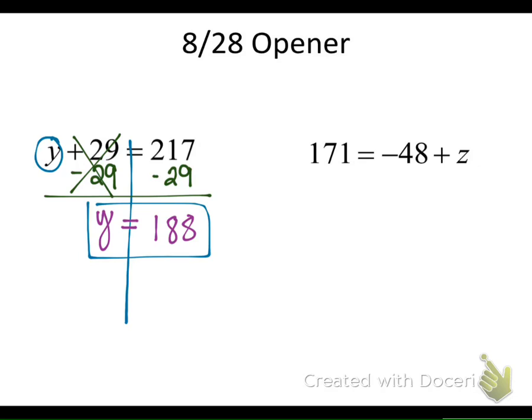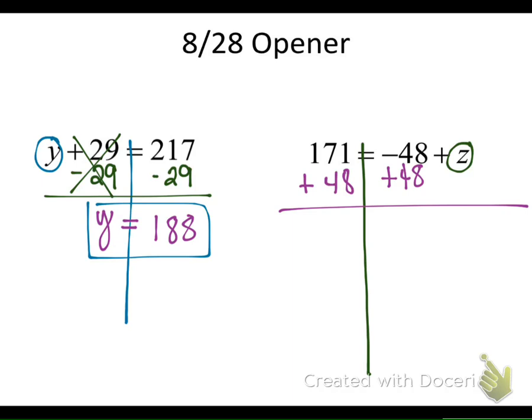Danielle, start me off. Draw your line. Okay. Then circle your variable. She's telling me I need to get that z by itself, so I have a subtract negative 48. So to get rid of that negative 48, I'm going to add plus 48. And whatever I do on one side, I do to the other. So what do I do on my right side, Danielle? Bring down my z, then what? Put down the equal sign. Then show that those cancel, right?